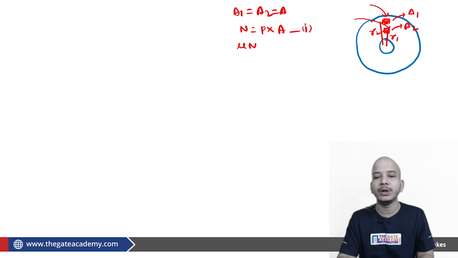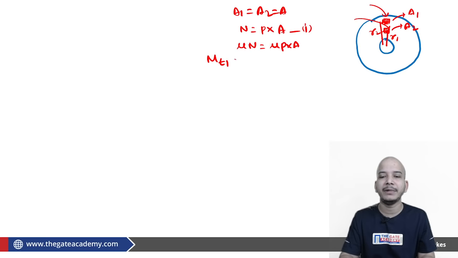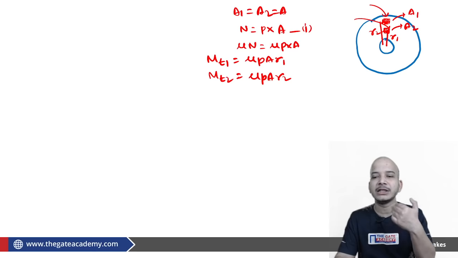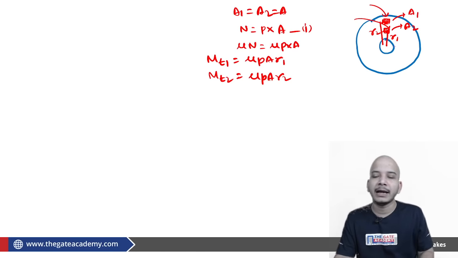From here you can say that mu into n will be equal to friction. So basically mu into P into A will be equal to friction. And what will be the value of torque? This will be mu into n into R1 or R2. So MT1 will be equal to mu into PA into R1, and in the same way MT2 will be equal to mu into PA into R2. This is the amount of torque transferred with the help of friction at elemental area A1 and elemental area A2.